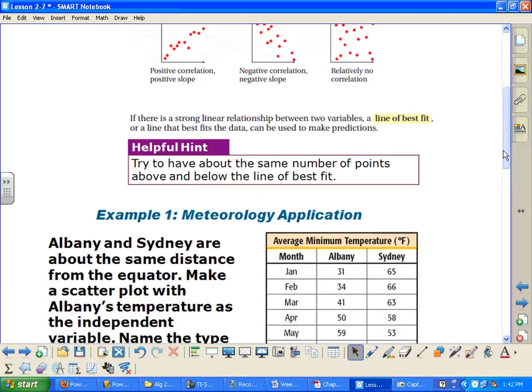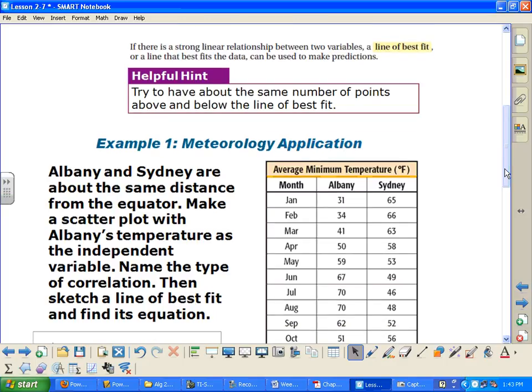If there's a strong linear relationship between variables, then we can go ahead and find the line of best fit. One thing you want to remember is that we want to have the same number of points above and below the line of best fit. We're going to do this by hand first, but then I'm going to show you how to use your calculator to do it.